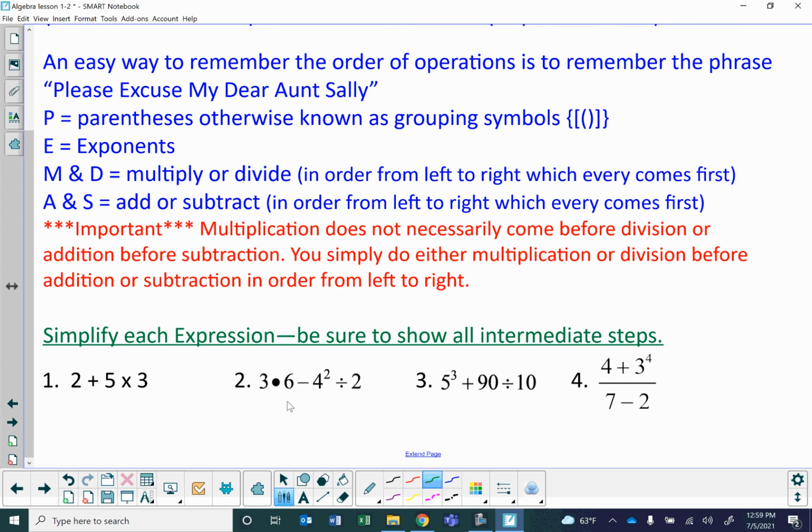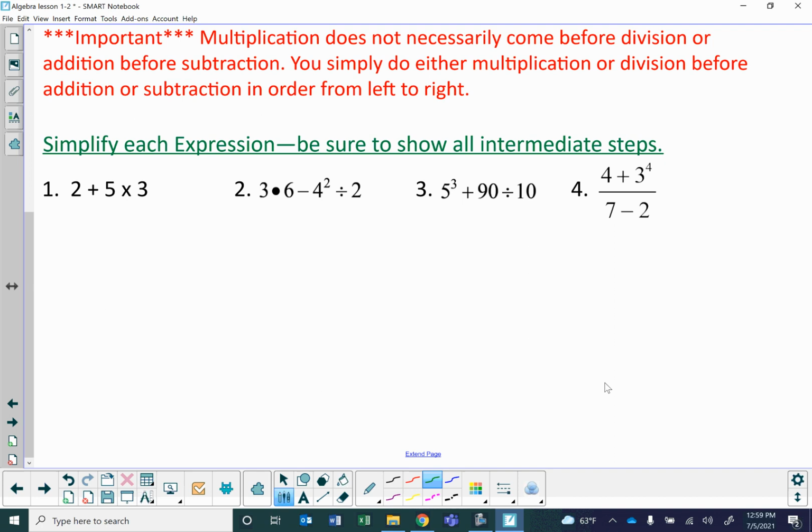So I'm going to extend my page here. Let's take a look at a few of these. And it's really, really good to show what you're doing. And it's always good in mathematics to show what you're doing vertically down the page versus horizontally across the page, because as problems get more complex, it's much, much harder to follow them horizontally than it is vertically.